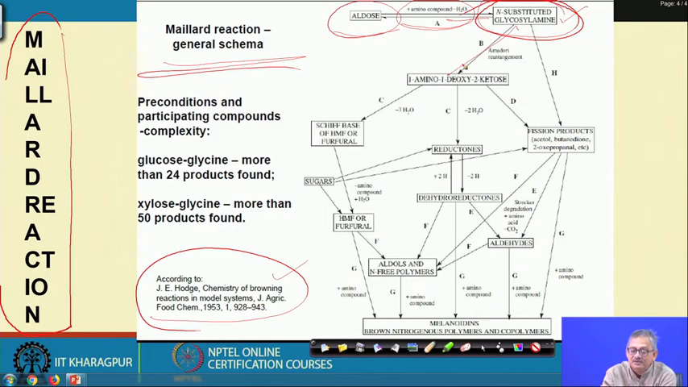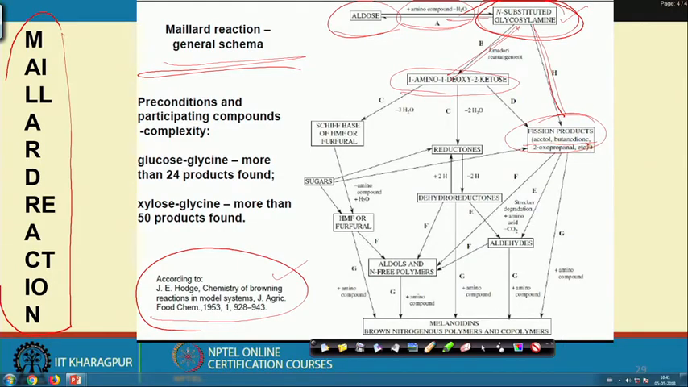Then you see it goes through many paths. One path comes to an intermediate like 1-amino-1-deoxy-2-ketose, or it may produce fission products, which could be acetal or butanedione or 2-oxypropanol, etc. This may also lead to the Schiff base of HMF or furfural.